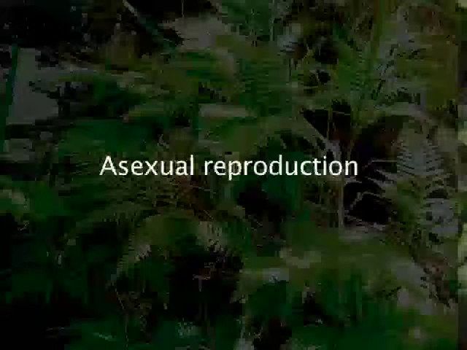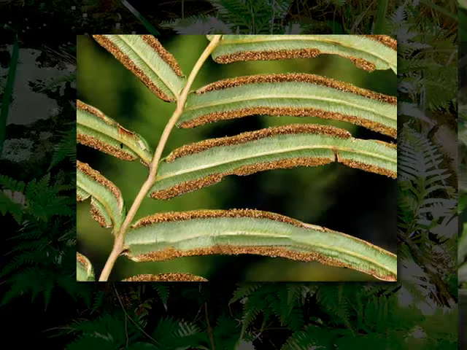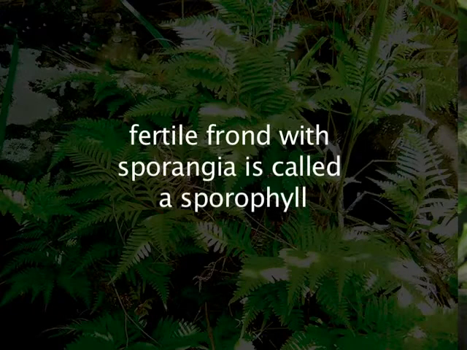Asexual reproduction. The asexual reproduction takes place by spore formation. Genus Pteris is homosporous and produces only one type of spores. Now the sorus structure. The spores are formed in sporangia arranged in sori on a sporophyll. The fertile frond with sporangia is called a sporophyll. Sporangia are formed in groups known as sori.